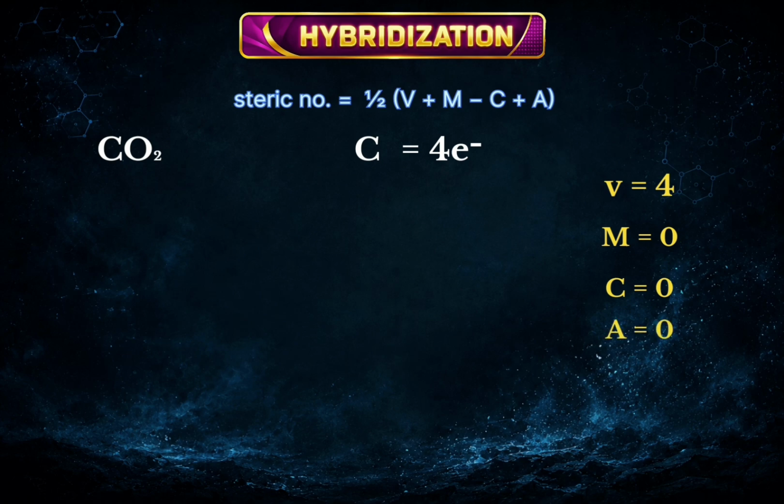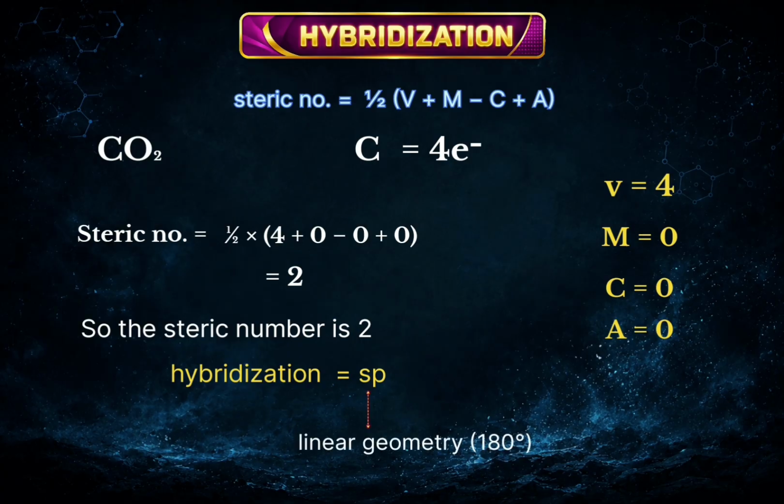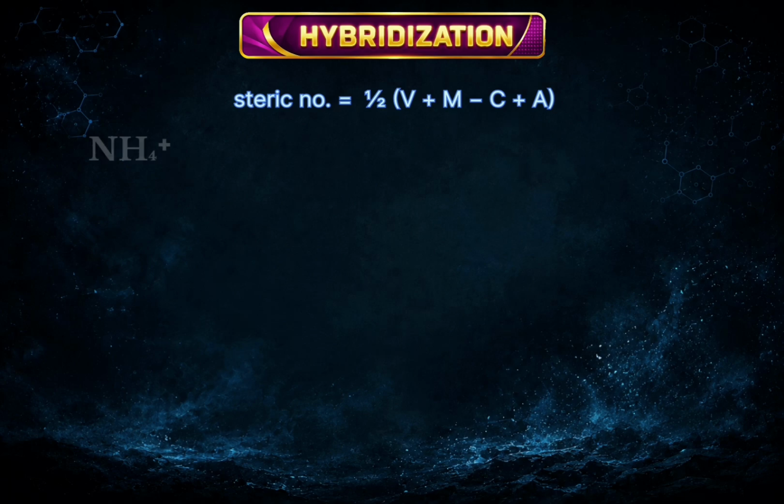Now substitute the values. Steric number equals 1/2 multiplied by (4 + 0 − 0 + 0). That equals 2. So the steric number is 2. A steric number of 2 means the hybridization is sp. As we learned earlier, sp hybridization gives a linear geometry with a bond angle of 180 degrees. Now let's look at the ammonium ion.